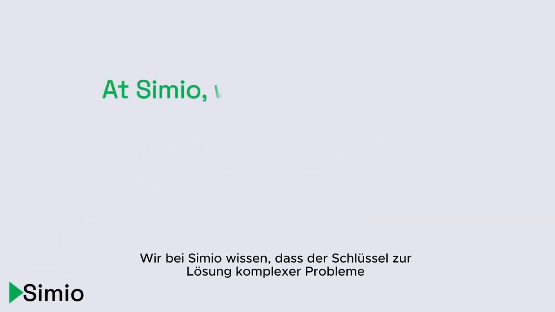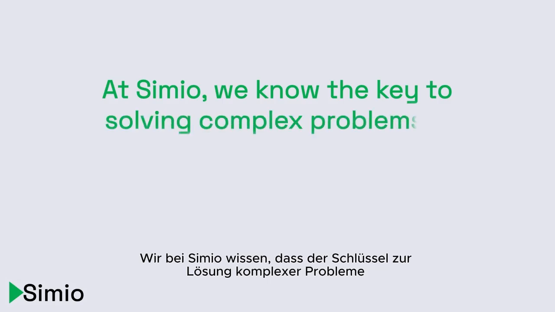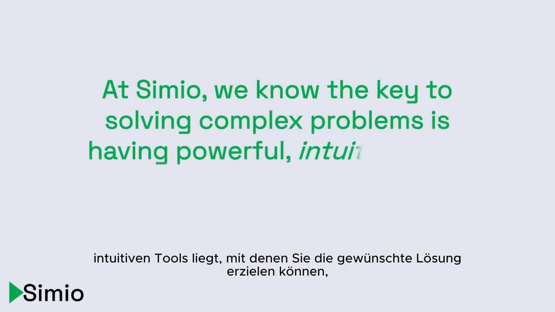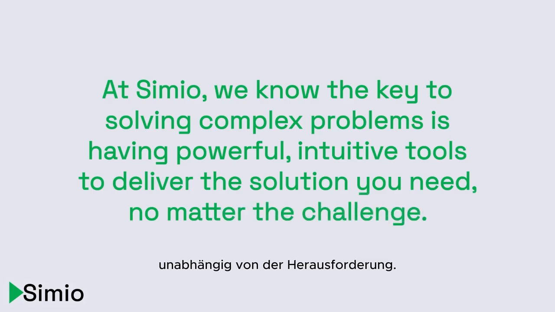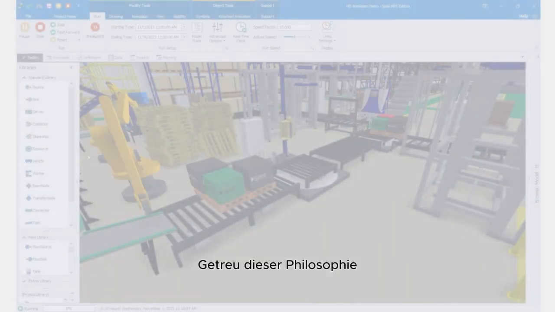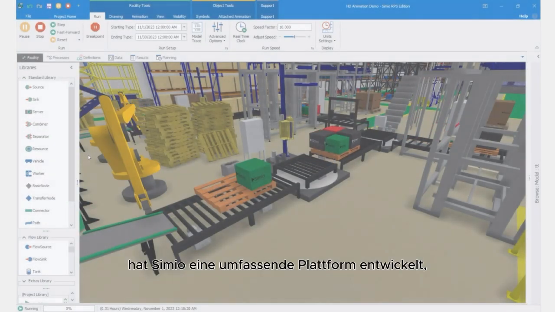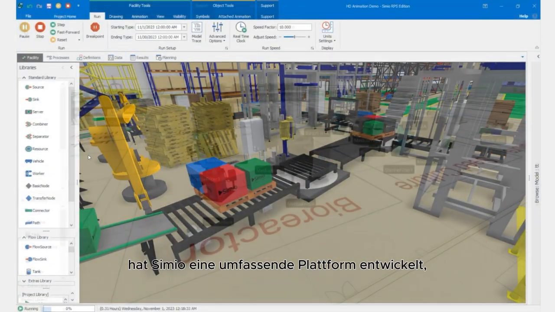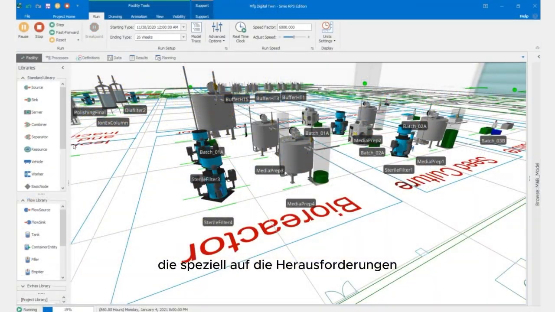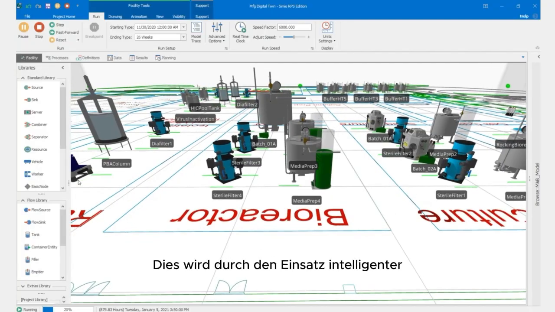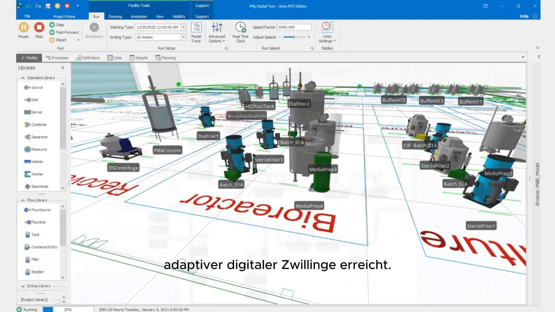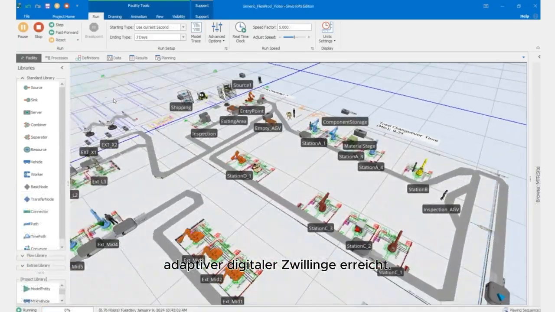At Simio, we know the key to solving complex problems is having powerful, intuitive tools to deliver the solution you need, no matter the challenge. In keeping with that philosophy, Simio has created a comprehensive platform specifically designed to tackle the challenges associated with executing planning and scheduling in complex environments. This is achieved through the application of intelligent adaptive process digital twins.